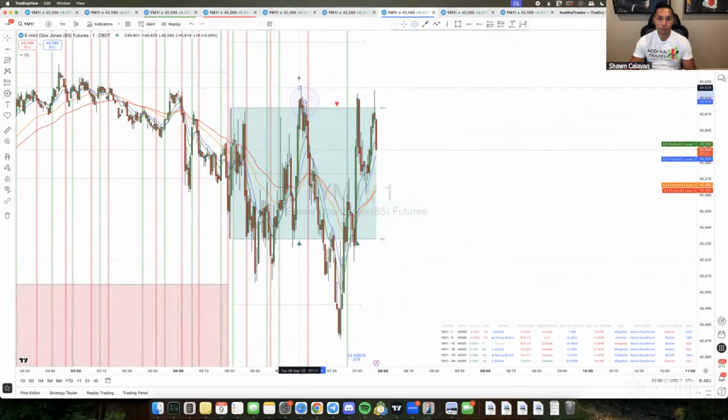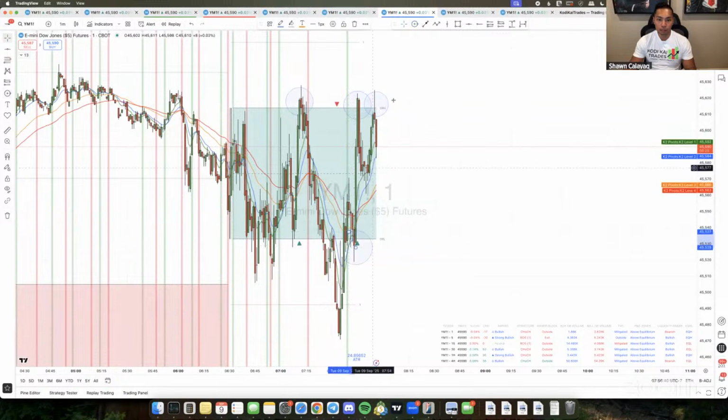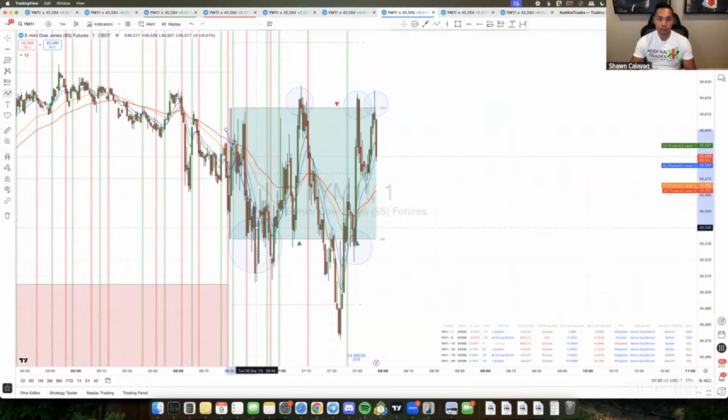But right here, look at these fake outs. So fake out right here, fake out right here, fake out right there. So if you just look at the range for today, it's a bunch of fake outs, and it just keeps getting pulled back into this middle range down the middle.